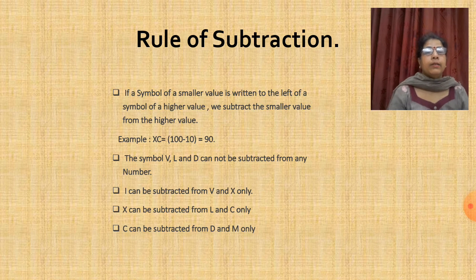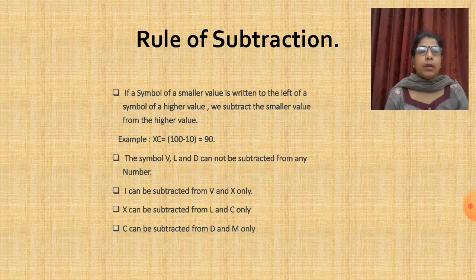Now let us study about the rule of subtraction. If a symbol of a smaller value is written to the left of a symbol of a higher value, we subtract the smaller value from the higher value. For example, XC is equal to 100 minus 10 equal to 90.